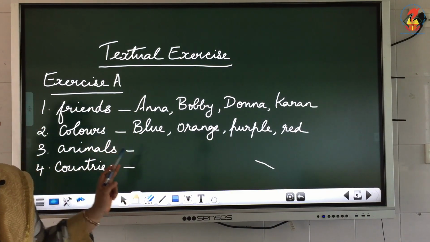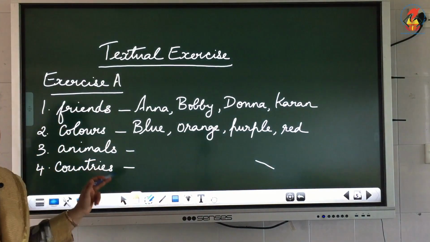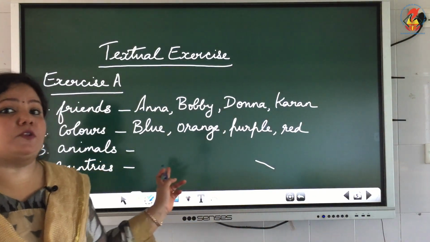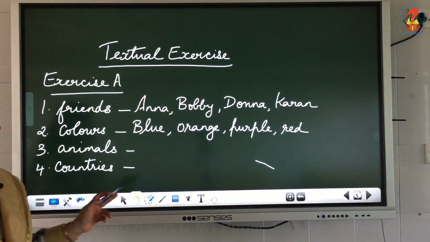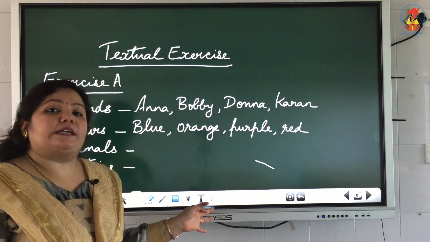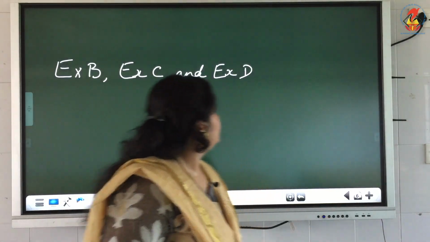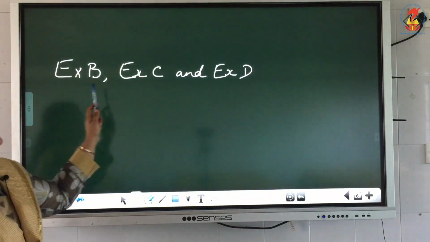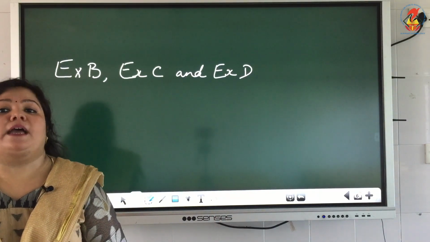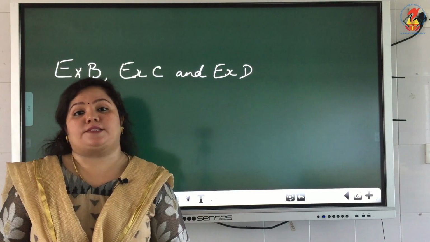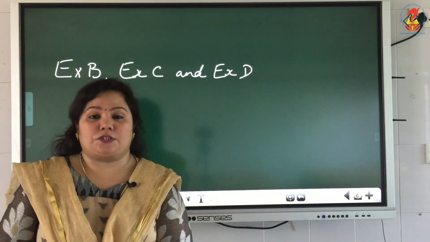Then you can write colors, whatever colors you prefer according to your liking. You are going to write it. Animals, again you can write your favorite animals, the names of your favorite animals, but then according to the alphabetical order. Same way countries, whichever country you prefer, you can write it, but then you have to maintain the order of the alphabets. Similarly, you have exercise B, exercise C and exercise D. You are going to do it, right children? And I hope you have understood this lesson, and I want you to do the homework, whatever is mentioned.